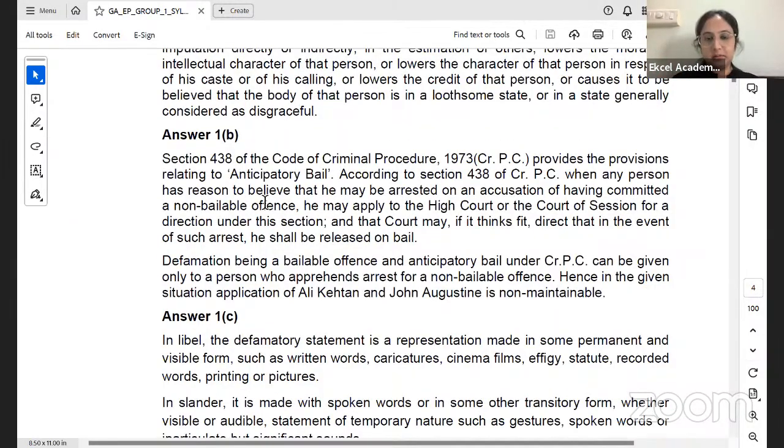Is it correct? Because this is a bailable offense. Case has been registered, it is a bailable offense. Now you have to tell, they are expecting an anticipatory bail, but will that stand? Is it correct? Is it maintainable? The answer we will see. See, this is also again for 4 marks. Just these 2 paragraphs, if you write, you will get marks. Okay, so we will see what this is.